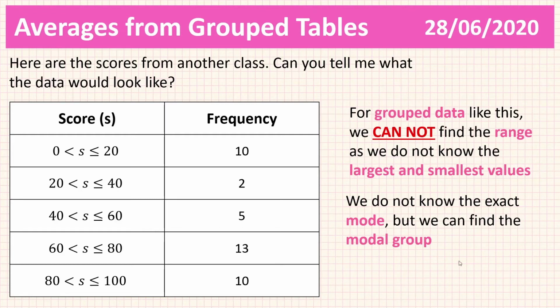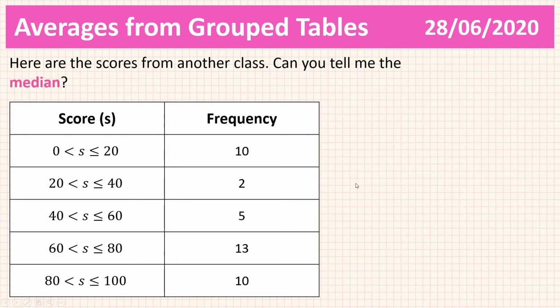Okay, so that being said, we now know that we can't find the range. We know that we can find an estimation for the mode, so we can find a modal group. Well, what about the median? Can we find the median from a grouped table like this? Pause the video. What do you think?